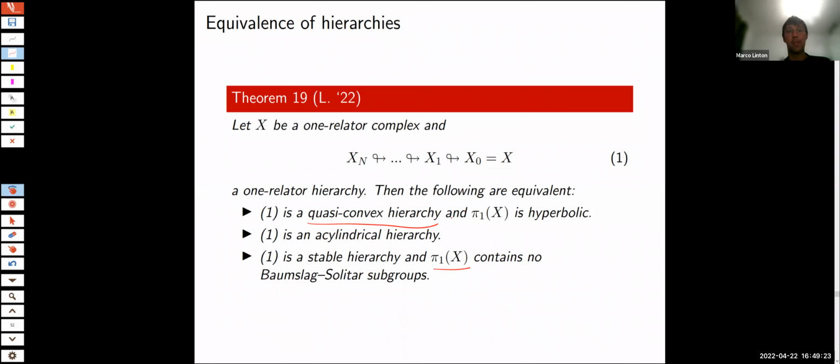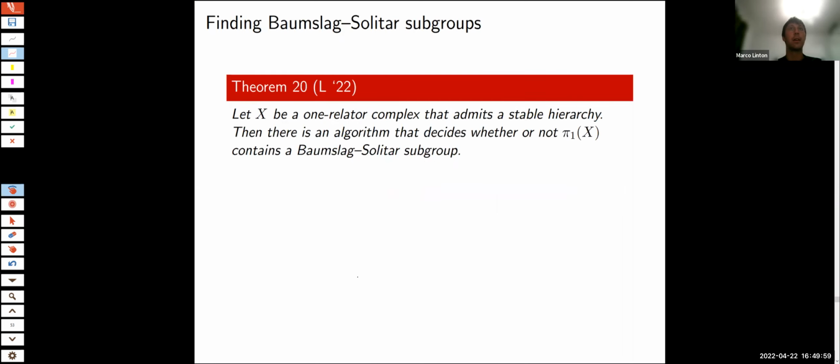I mean, it's not clear really how you would go about checking this in general, but I've mentioned that having a stable hierarchy is some sort of algorithmically checkable property for one-related groups. So if we want to determine if a one-related group has such a hierarchy, then we might want to be looking here. But I haven't said anything about Baumslag-Solitar subgroups. Now this is a little bit more tricky, but it turns out that we can actually decide if the fundamental group of X contains a Baumslag-Solitar subgroup.